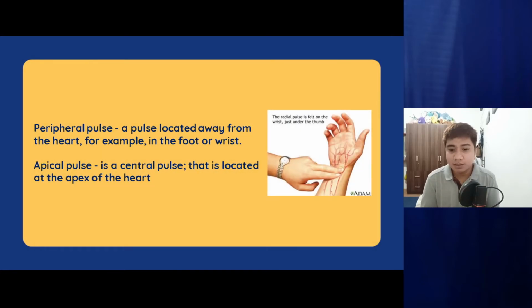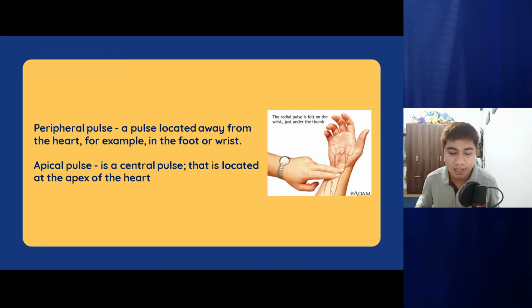So we have two types of pulse. We can have the peripheral or the apical ones. Peripheral is a pulse located away from the heart, for example, in the foot or wrist. So we will check your pulse using this one, the peripheral pulse, specifically on the radial area. Okay. And we also have your apical pulse. So it is a central pulse that is located at the apex of the heart. Right at the tip of our heart, that is your apical pulse.